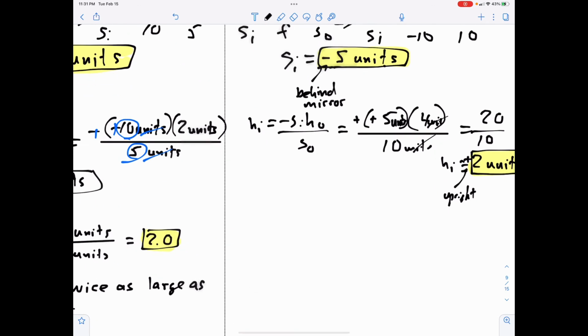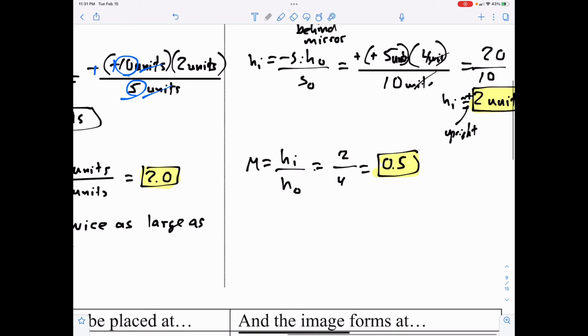Okay, and then finally, the magnification, if we just simply go Hi over Ho, or you can go negative Si over So, it's fine too. It's going to be 2 units over 4 units high, or 0.5, or a half. So what that means is that the image is half the size of the object.